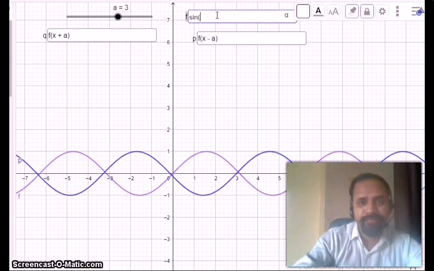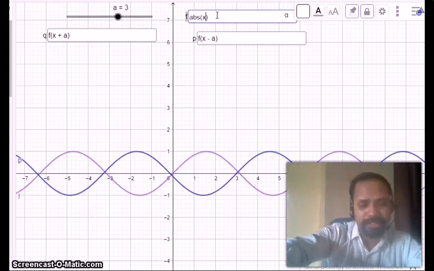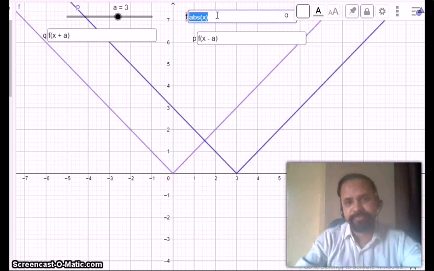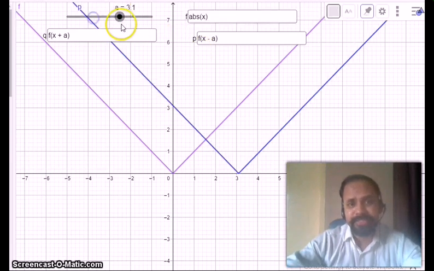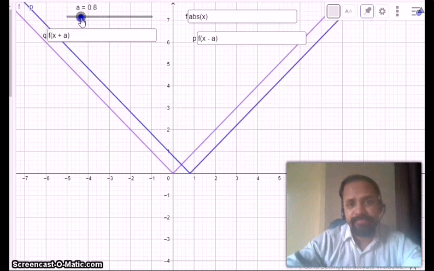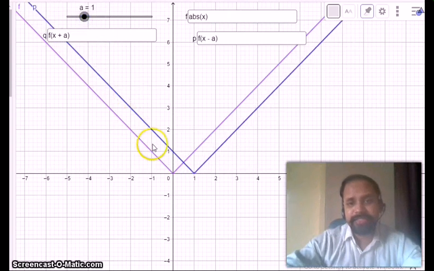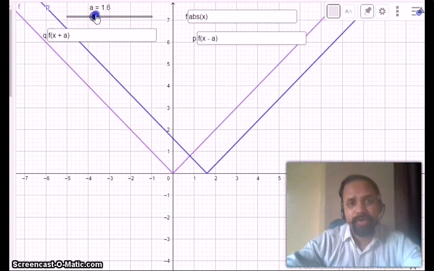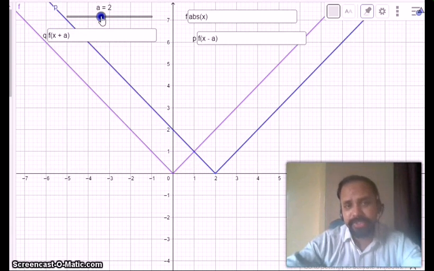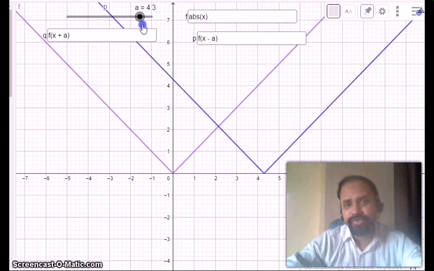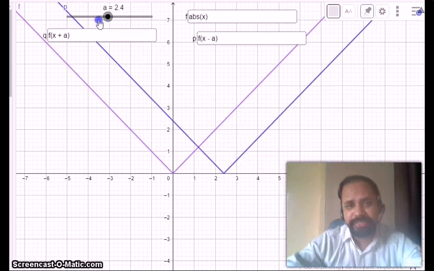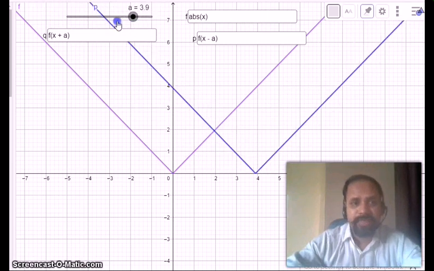If we change the graph, if it is the absolute function of x, and we write mod of x minus a: if we have mod of x minus 1, this graph is at 1. If we have mod of x minus 2, then the graph will be at 2. If we have x minus 3, then the graph will be at 3, and 4, and so on. As we change the value of a, the graph shifts right by a units.